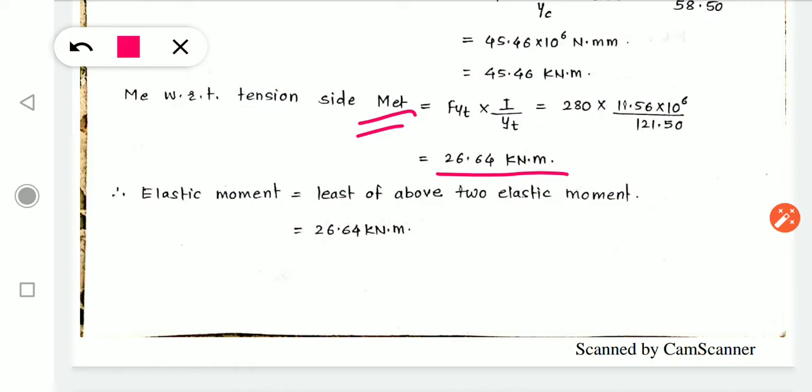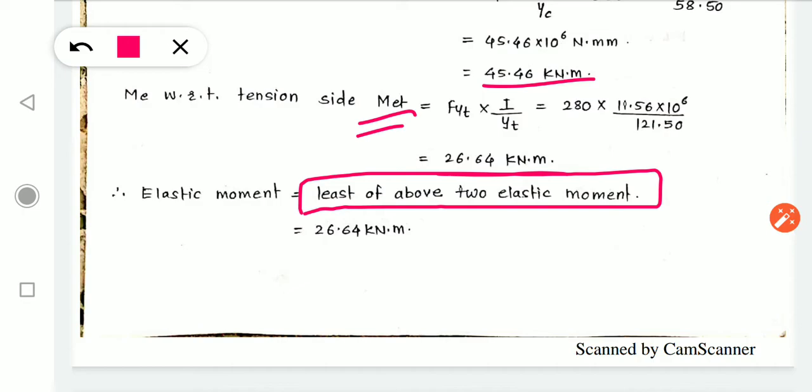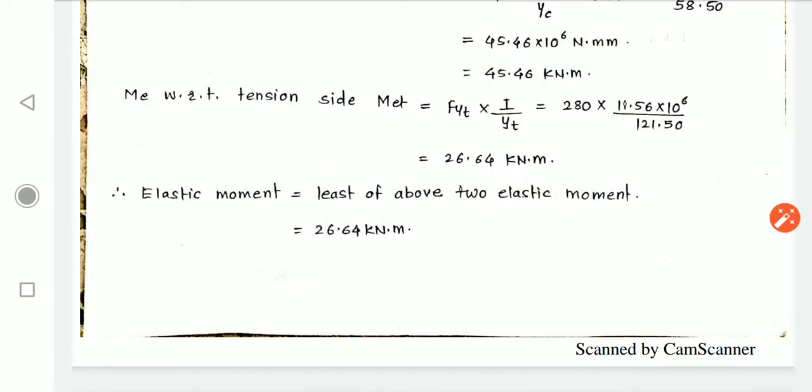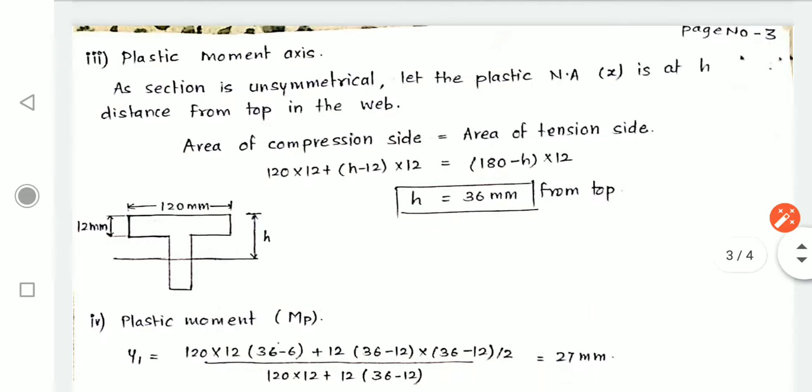Now the question is which ME we have to take into calculation for further calculation. So see here, I have written that the elastic moment has to be taken as the least out of the two elastic moments mentioned above. So the least out of 45.46 or 26.64 is of course 26.64. So that's what I'm taking for the further calculation. Now calculating the plastic moment. How to calculate the plastic moment? For that, steps are mentioned. Be focused over here.